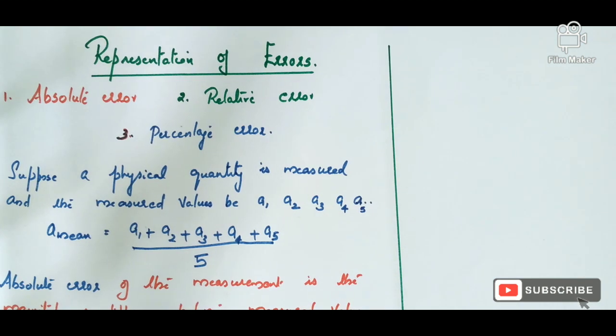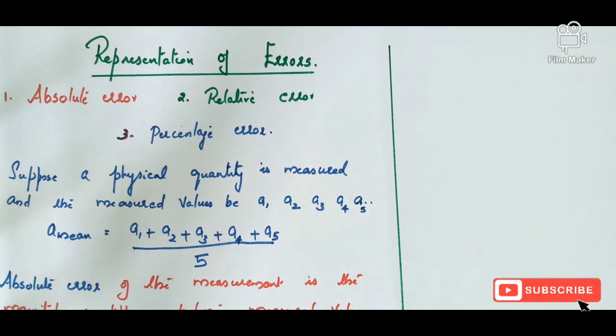We have seen what are errors and different types of errors. Now we can see how will you represent an error. So there are three types of representing an error. Number one, absolute error. Number two, relative error. And number three, percentage error.